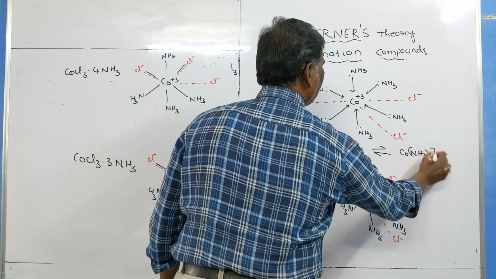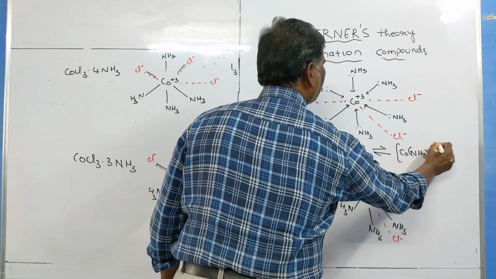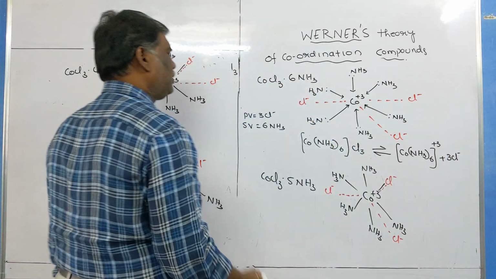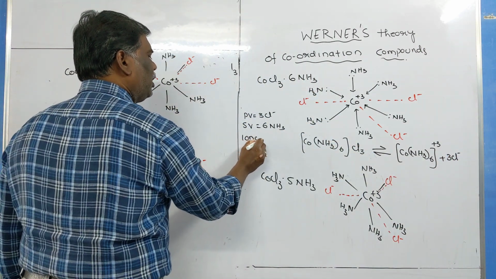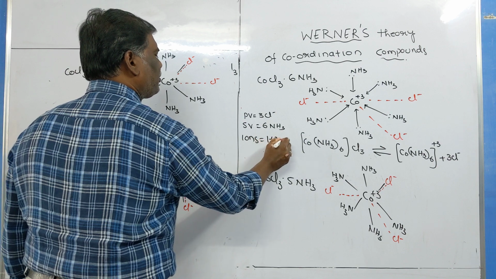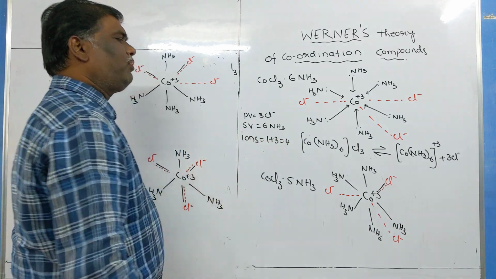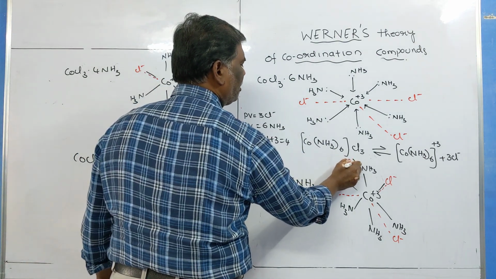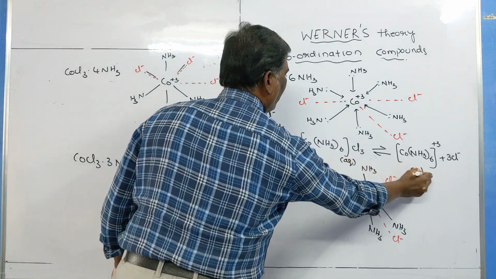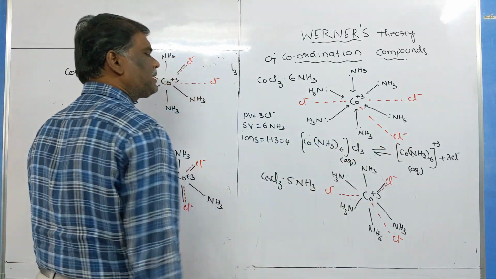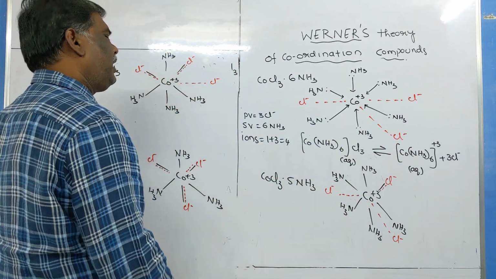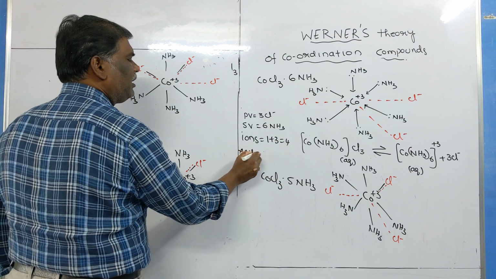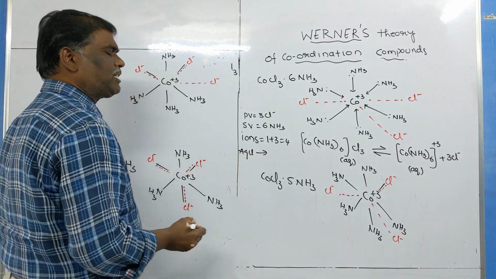[Co(NH3)6]Cl3 ionizes to produce 1 complex ion and 3 chloride ions. So totally it can give how many ions? 1 plus 3 means 4 ions it can give when we take this in aqueous solution. An aqueous solution of this ionizes to give 1 complex and 3 chloride ions. Now when it reacts with AgNO3, how many moles of precipitate does it give?